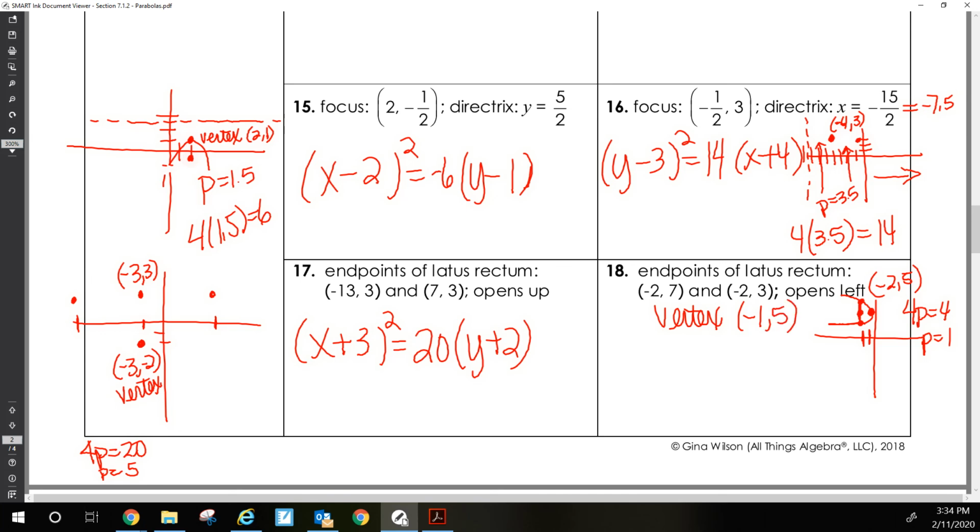Since we're opening to the left, it's going to be a y squared. We said our 4p was 4. Since opening to the left, that's going to be a -4. And now we're going to plug in our vertex: x minus a minus 1, y minus 5. All right, you'll definitely have one of these, like I said, on your quiz. It's just spelled wrongly, but I expect you to do it correctly.